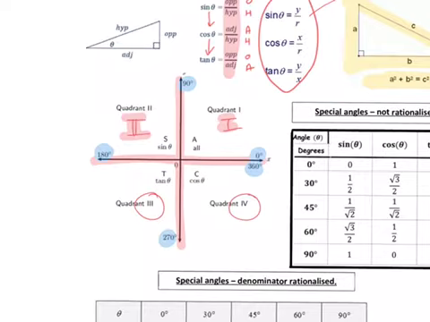Now, the little poem or little saying I want you to remember is "All Students Talk Crap." So all of the ratios, sine, cos, and tan, are positive in this first quadrant. Only sine is positive in the second quadrant, tan is positive in the third, and cos is positive in the fourth quadrant. And I want to explain why that is.